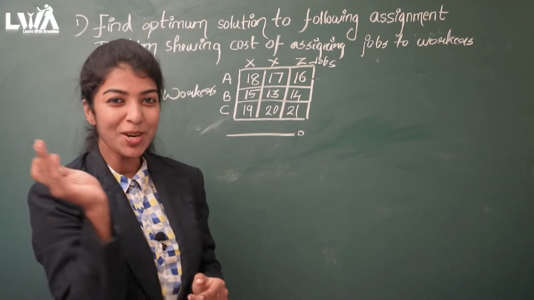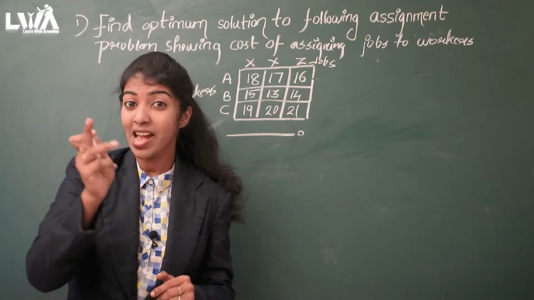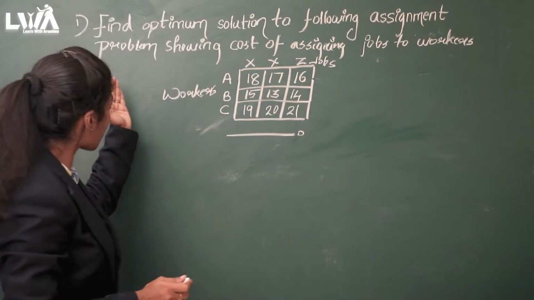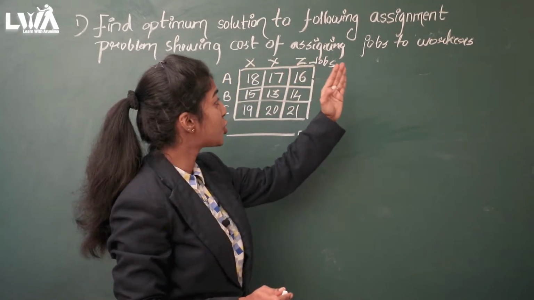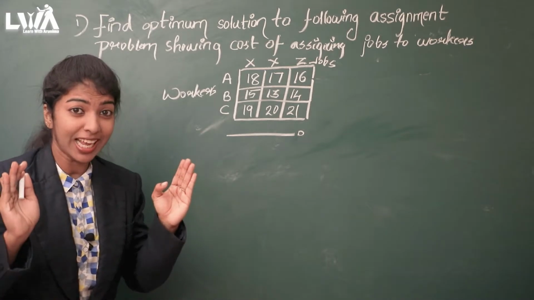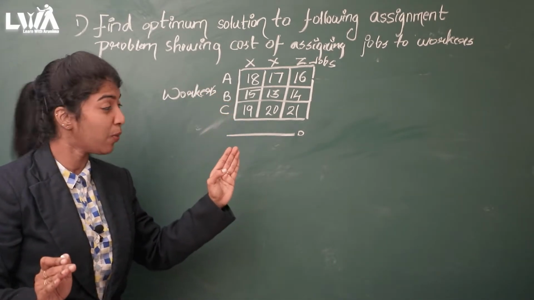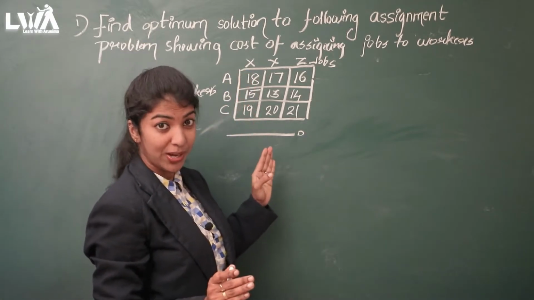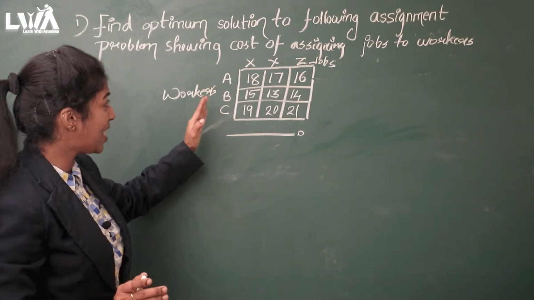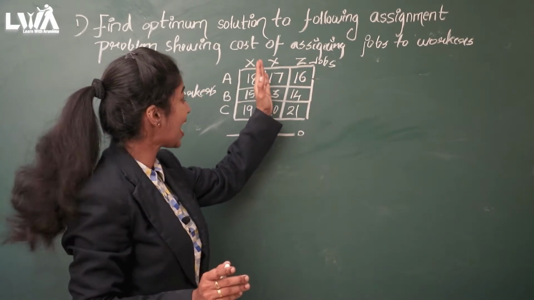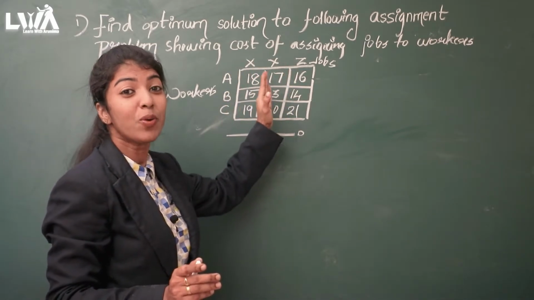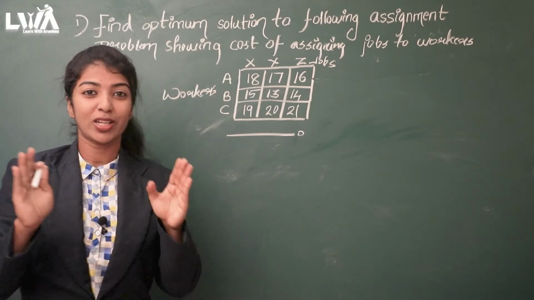Now let's look at the problem. I have written the first question here. Find the optimum solution to the following assignment problem showing the cost of assigning jobs to the workers. A question will be like this, and in the question itself a matrix will be given. Here a 3x3 matrix is given, where the workers are A, B, C, and the jobs are shown as X, Y, Z, and some elements are given within the matrix. This is all about the question.